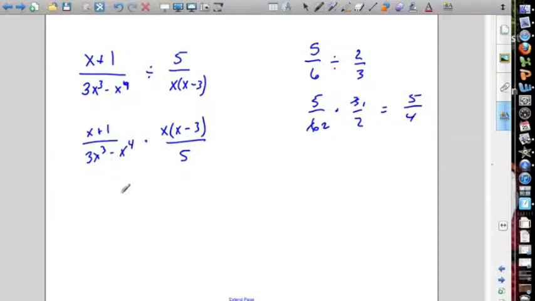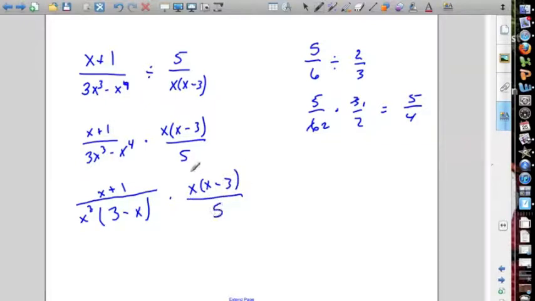Look at 3x cubed minus x to the 4th. They both have at least 3 x's in there. So I can pull out that x cubed and just have x cubed times 3 minus x. On top I still have the x plus 1, and I'm multiplying that by x times x minus 3 over 5. Now I know this x is going to cancel out to just be 1. That's going to cancel out with one of these, so I have one less. Now I have x squared.